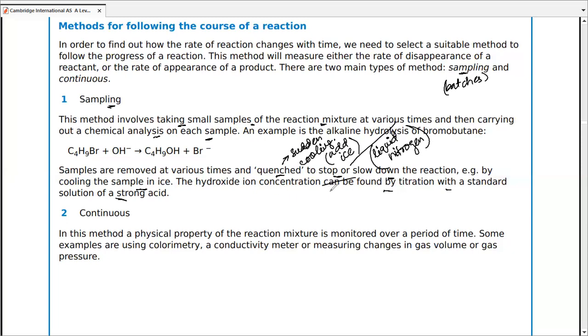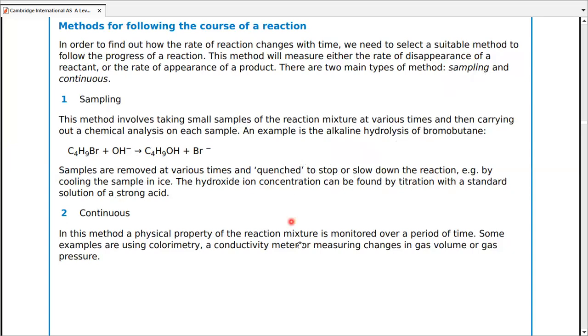Moving on, the hydroxide concentration can be found by titration, with a standard solution of a strong acid. The lesser the concentration, it means more of the reactant has already been used to form the product. The higher the concentration, the more reactant is still left over and the less the reaction has progressed. So it's pretty simple. If more acid is consumed, it means the reaction has proceeded a little. If a lesser amount of acid is consumed, it means most of the reaction has already proceeded over to the product phase.